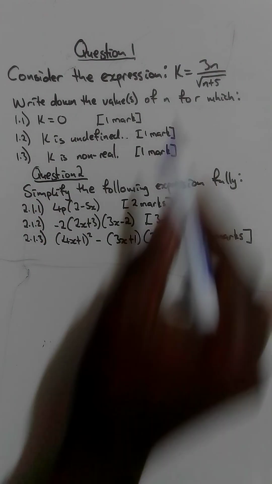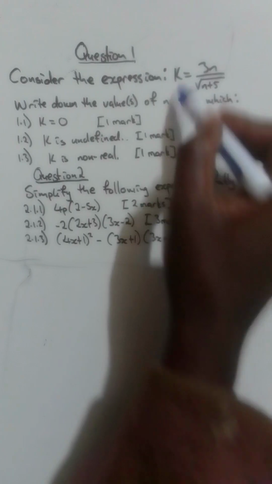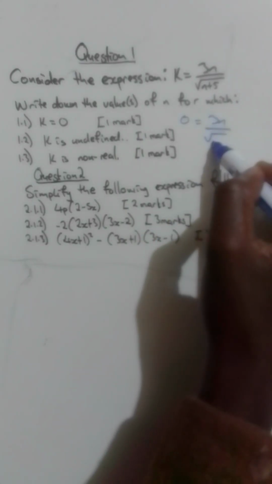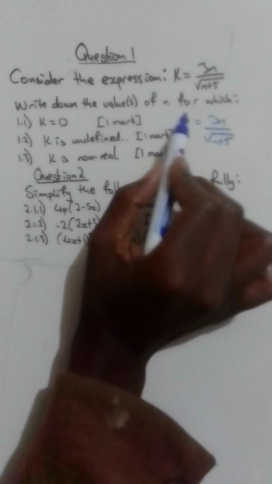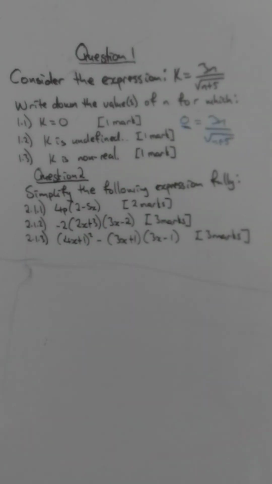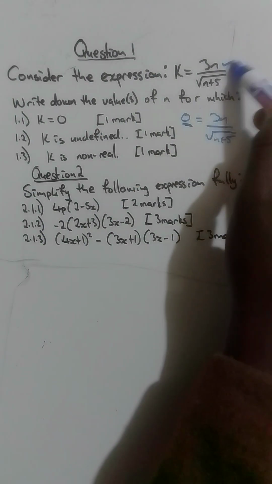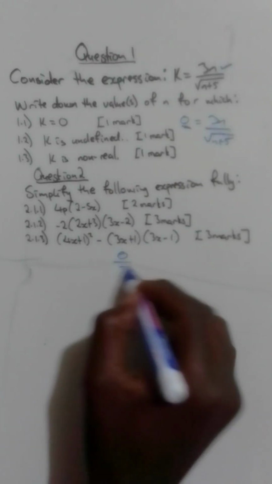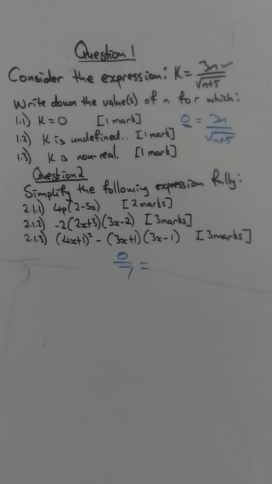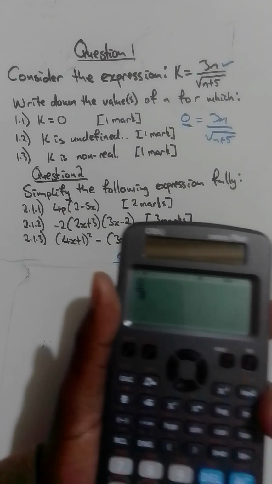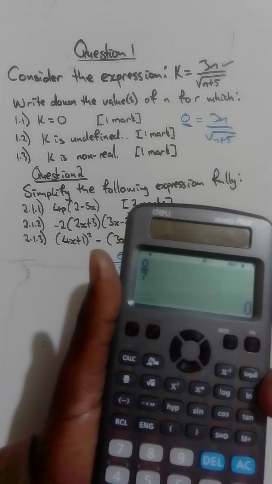So, what will make this entire expression be 0? 0 equals 3n over the square root of n plus 5. In order for us to get this answer of 0, what do you consider? You simply consider the numerator. Why? Because imagine if I say 0 divided by 7 to you. Let's go to a calculator and see how much we get. If I do 0 divided by 7, the answer is 0.